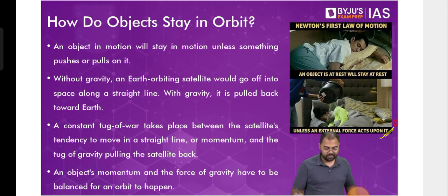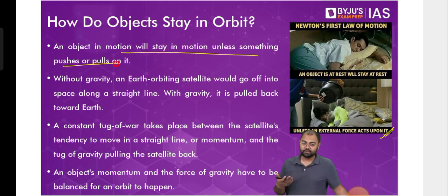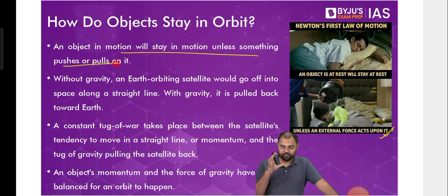So this is what we say about the first law. So that's why an object in motion will stay in motion unless something pushes or pulls on it. And this is basically what we get from Newton's first law. Newton's first law is one of the driving factors when it comes to launching a satellite into an orbit.